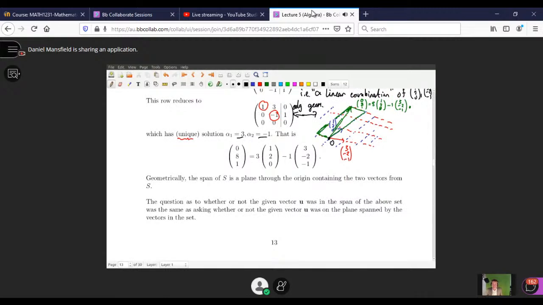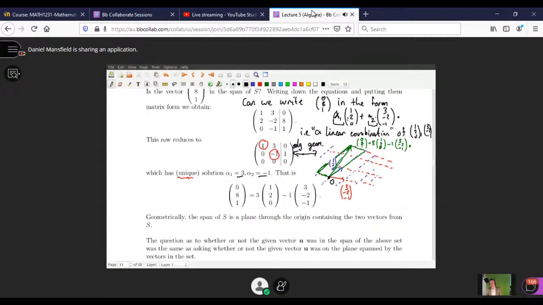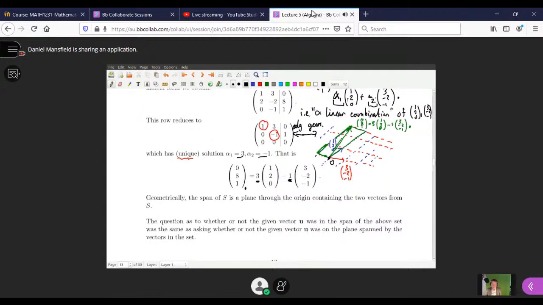For those of you who are dying with suspense, I'll mention just briefly, there's only one way to get to 0, 8, 1, essentially one way. You have to take 3 of that vector, and you have to take -1 of that vector. Only one way. That's special. If there's infinitely many solutions, then there are lots of ways. It goes deeper, but that's just a little taste.